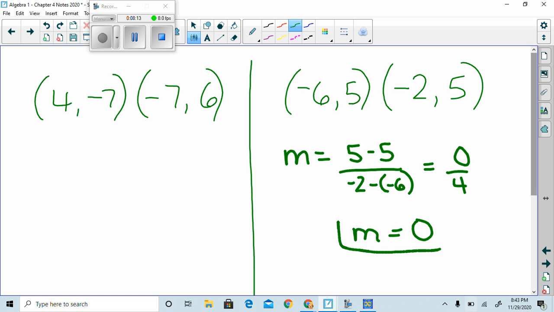When you're solving them and you get 0 as that change in your y, you must write that m is equal to 0. Yes, it's 0 over 4, but you need to be sure that you tell me that this slope is 0.